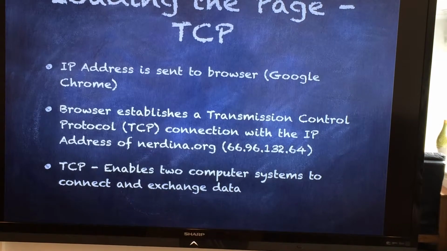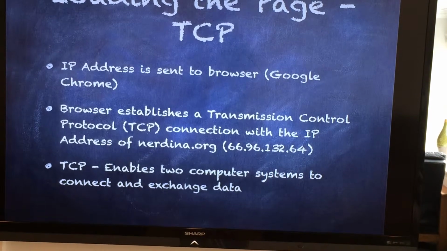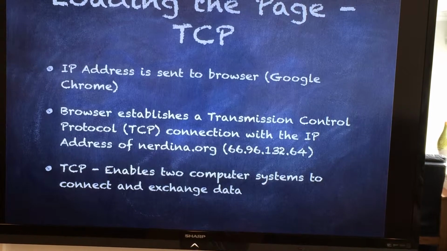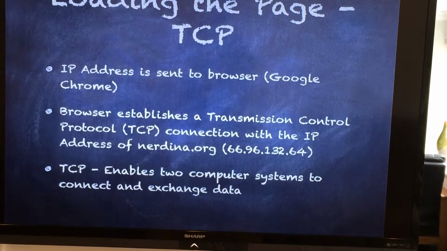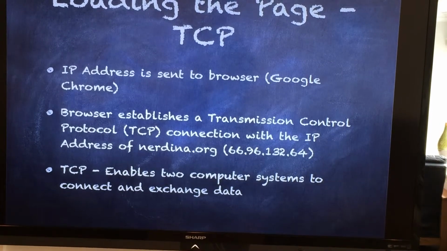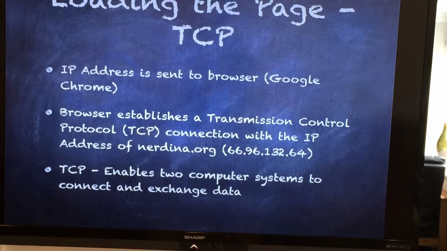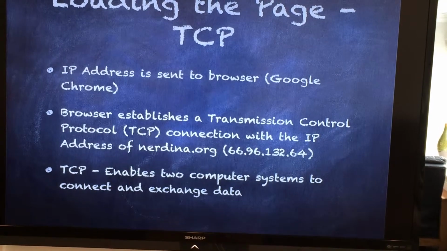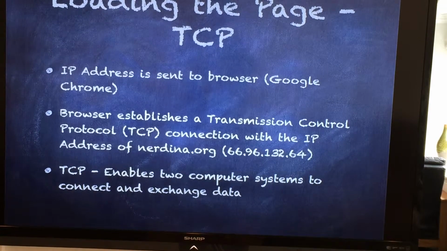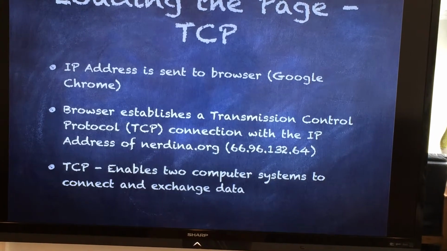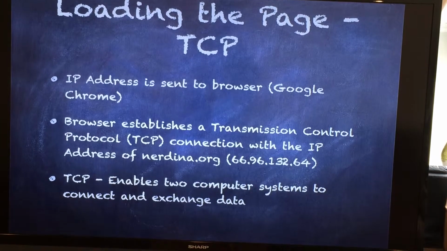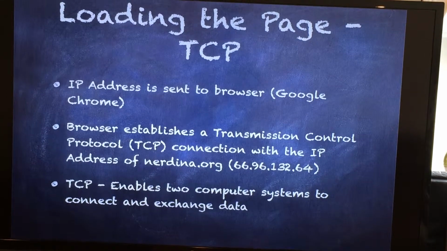Of course, if we all came up with our own languages and sets of rules that were used to communicate, then both the browser and the IP address would not understand how to communicate with each other. Essentially, the Transmission Control Protocol connection enables 2 computer systems to connect and exchange data by using a common language and a set of rules.